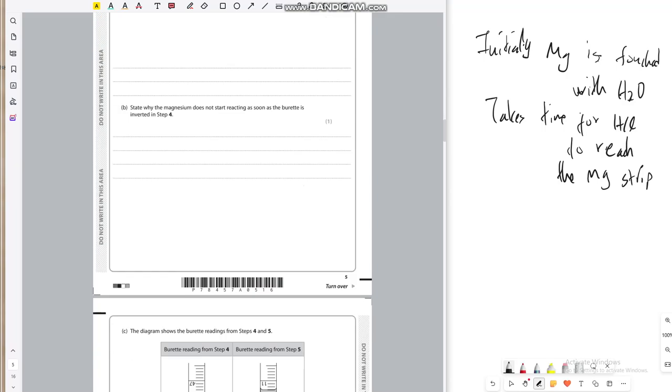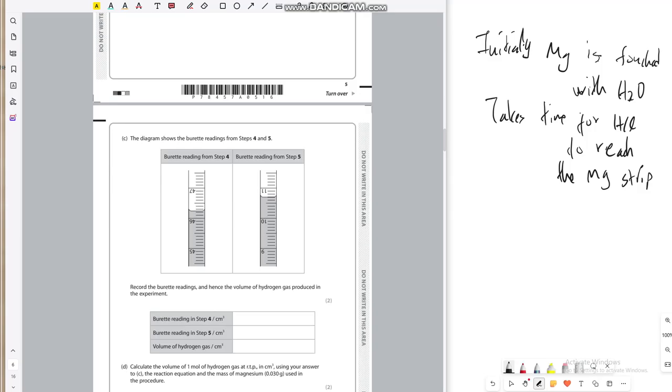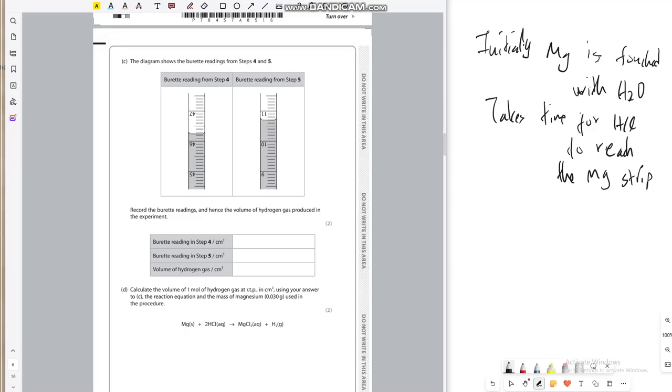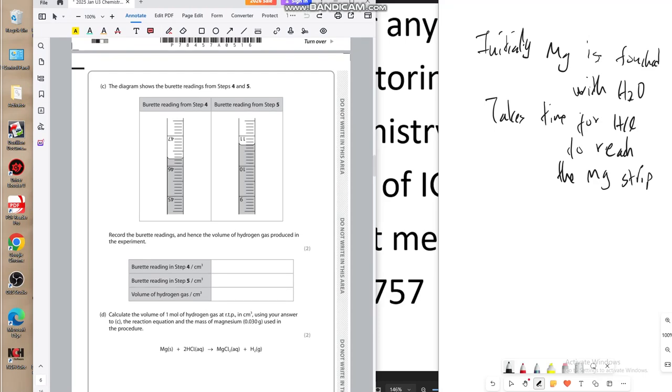Move to the next part. The diagram shows the burette readings from step 4 and 5. The burette reading from step 4 is the initial reading. The burette reading from step 5 is the final reading. Record the burette readings and hence the volume of the hydrogen gas produced in the experiment. Usually if you are doing this paper, it's always better if you invert the paper, because then it would be easier. We'll see how, otherwise you have to read it this way.